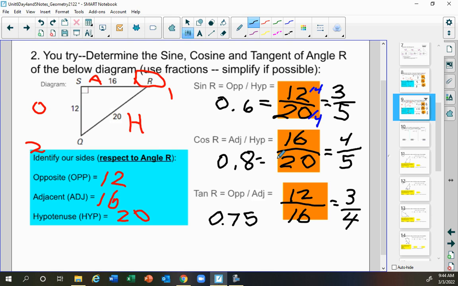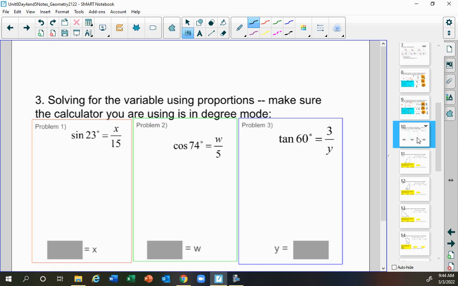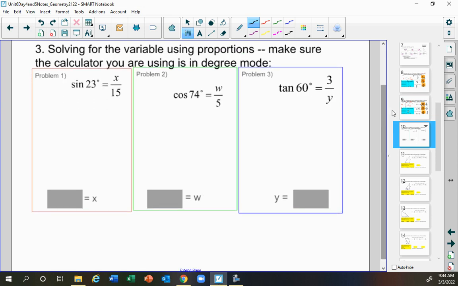All right. Here's what you're going to do. Starting on the next slide, that's going to be important. I'll tell you why. Here's what's going to happen. You may be given an angle measure and a side, and you're going to have to solve for the variable. But the reason why we need it in degree mode on our calculator is because of what you're going to do.